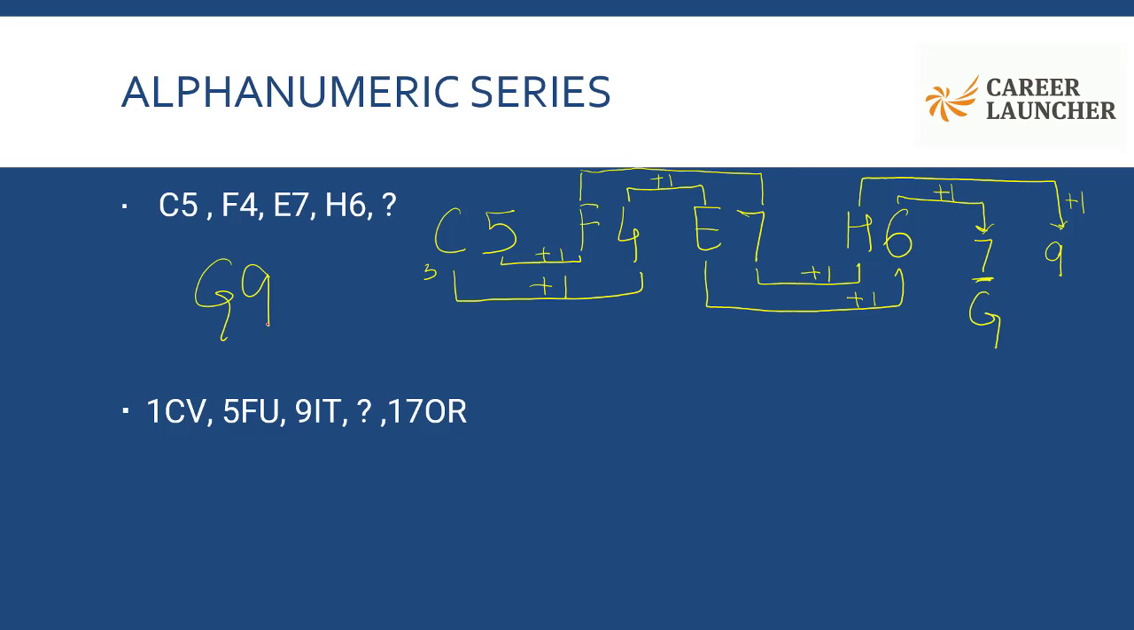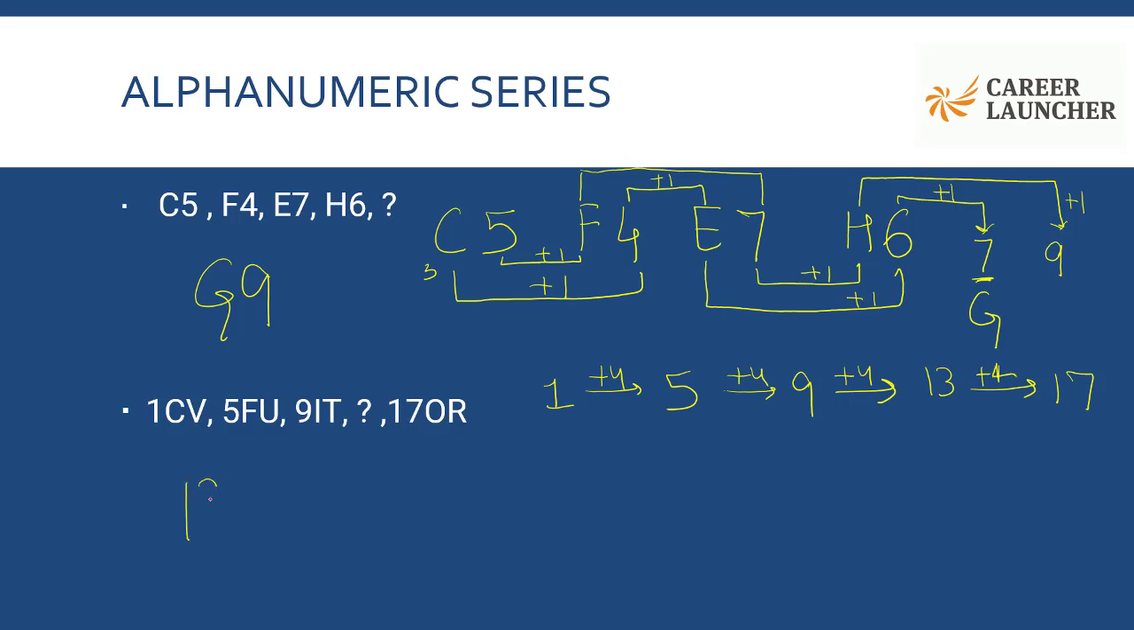Let's have a look at one more example here, which is 1 CV, 5 FU, 9 IT. Then we want to find the missing term, and then 17 OR. So let's understand how we are getting the numbers. After 1, we have 5, then we have 9. We want to find out the missing one, and then we have 17. So as we can see, we are adding plus 4 here. So if I add plus 4 to 9, we get 13, and if I add plus 4 to 13, I'm getting 17. So that's fitting with my pattern.